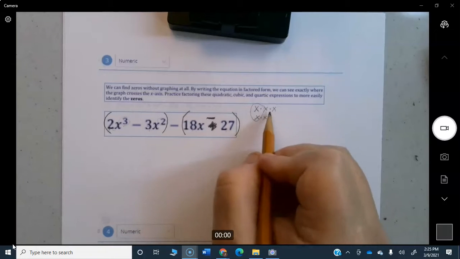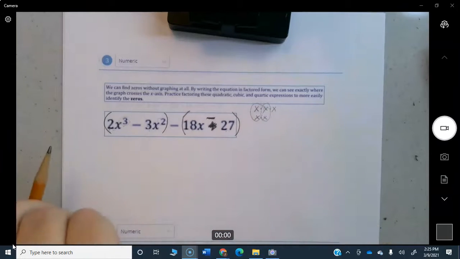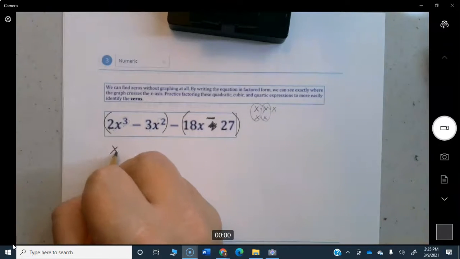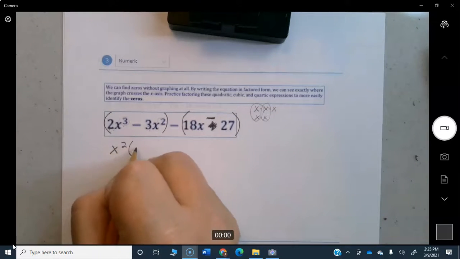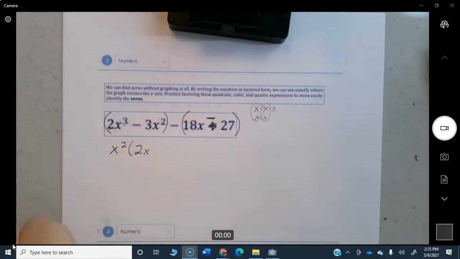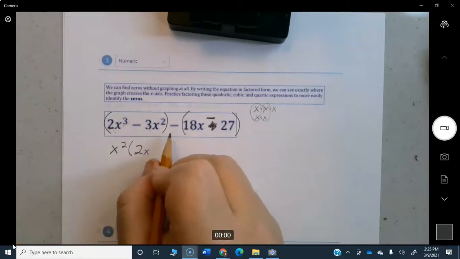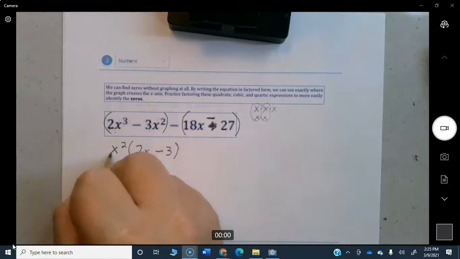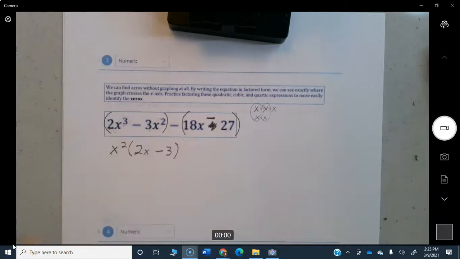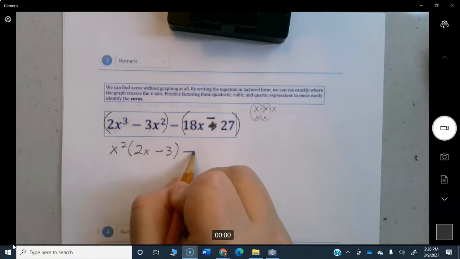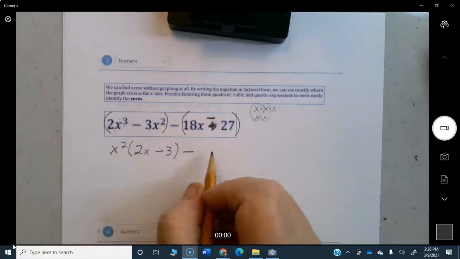So they both have an x in common and another x in common, so that's x squared. So you can pull an x squared out. So we're going to pull an x squared out of here, and that's going to leave us with 2x, because x squared times 2x will give us 2x to the 3rd. And then over here we just have a minus 3, because x squared times -3 will give us -3x squared. So that's completely factored. Now we're going to come over here, and we're going to put that minus sign there.